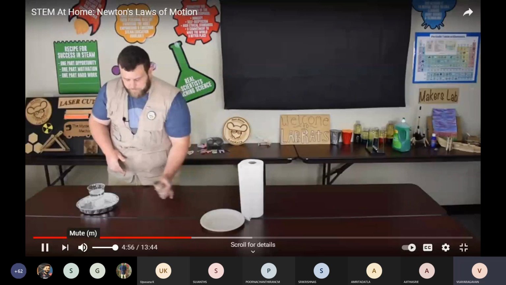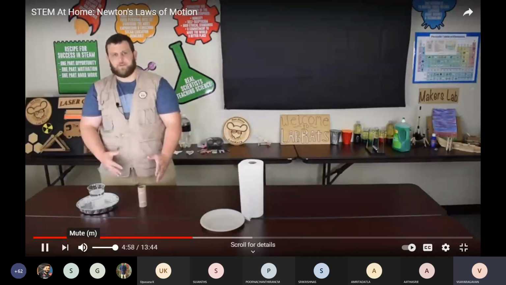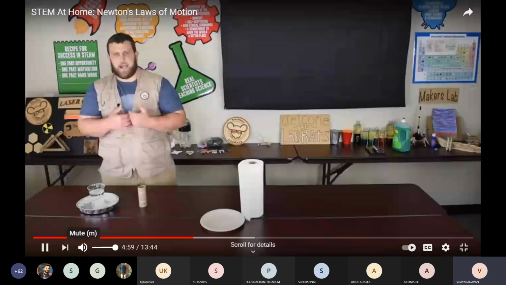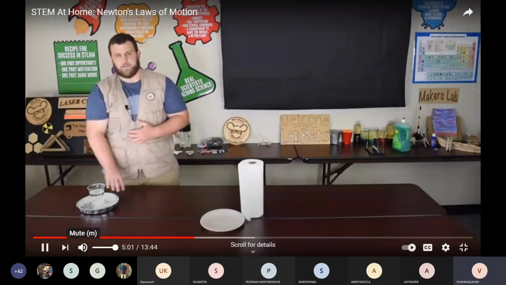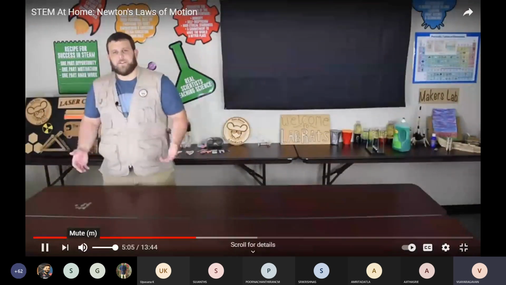So Newton's second law is a relationship between the amount of force and the amount of speed. If I apply a force to a penny, it'll slide across the table. If I apply more force to it, it'll go a lot faster.